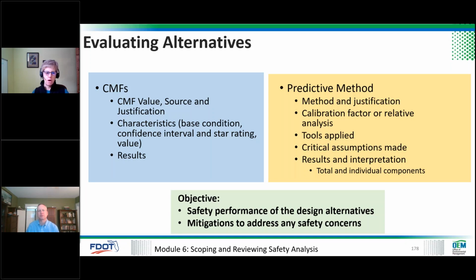But overall, our objective is, what's the safety performance of the design alternative? So what are the implications to crash frequency and crash severity of our design alternatives? And are there any mitigations we should think about to address any concerns we might have?